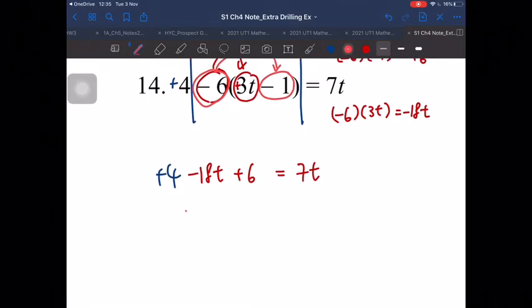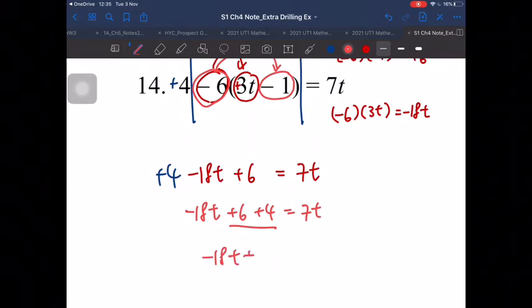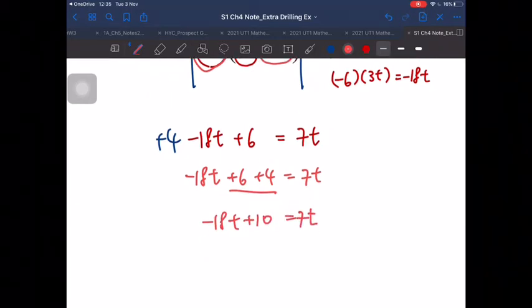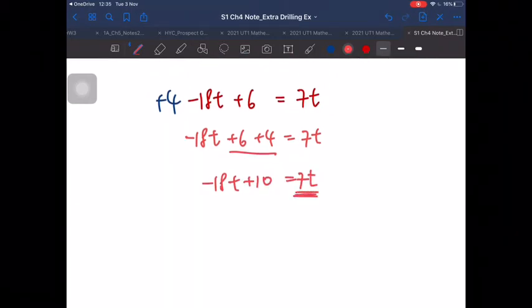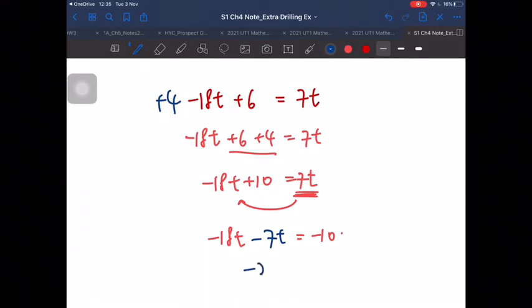So therefore, next part, group the like terms. Negative 18t plus 6 plus 4 is equal to 70. These two can be grouped as 10. And then next part, just transpose 70 to the left side. So it will be negative 18t and then minus 70, equal to negative 10. So the answer here, negative 25t should equal to negative 10.